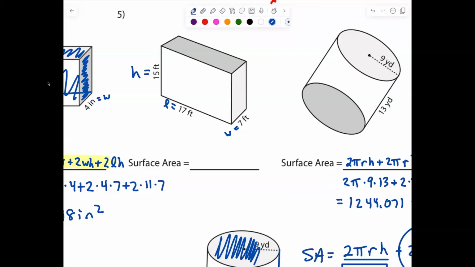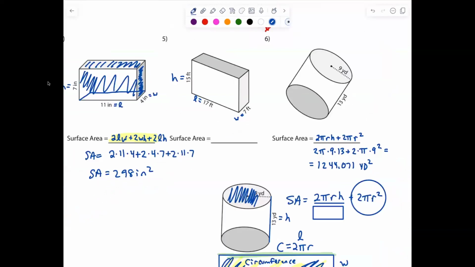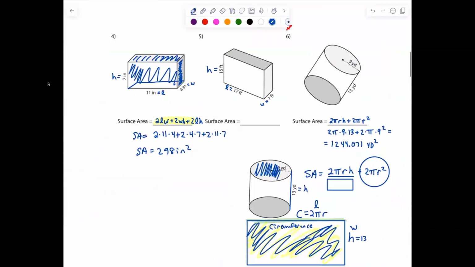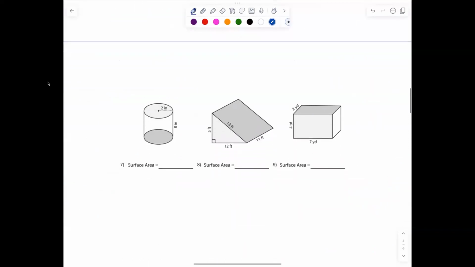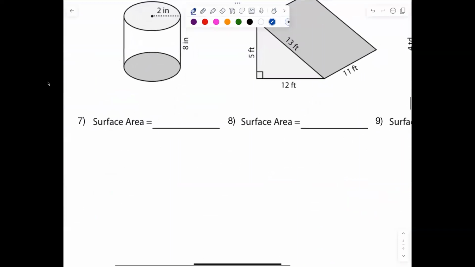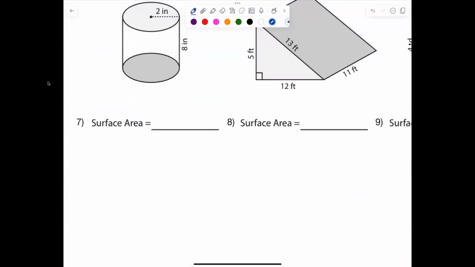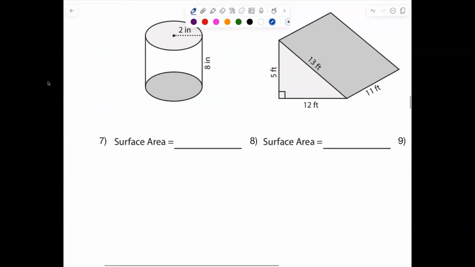Do we have to write the formula? Yes, I want you to write the formula to practice. All right, write the formula. Listen to me. I'm going to give you a break. Write the formula, plug in the numbers, and then use your calculator. That's what I want. All right, I think that's perfectly fair. All right, so now let's go to 7. All right, let's practice the formula for surface area.